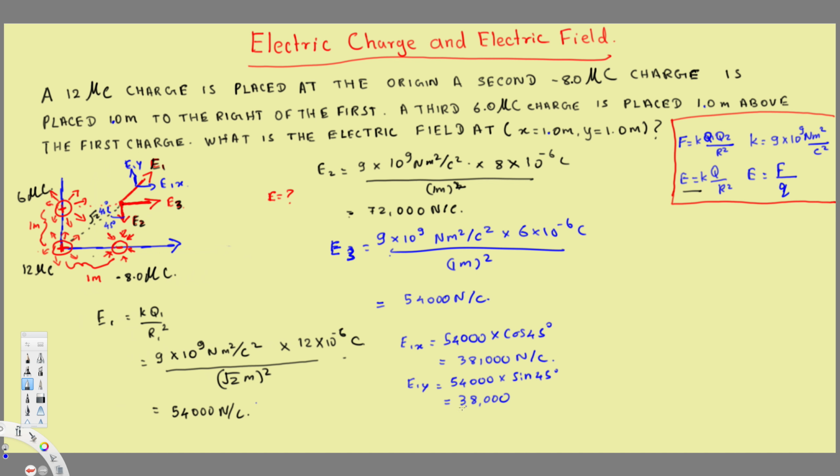Now we can add all the x components. So the E total x component is going to be simply E1x 38,000 plus this x component. We have E3 also in the x component, so we have to add that one. So this is 54,000. That gives us 92,000 Newton per coulomb. So this is our x component. Let's calculate the y component.